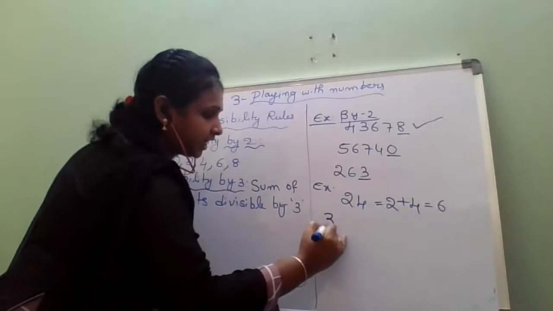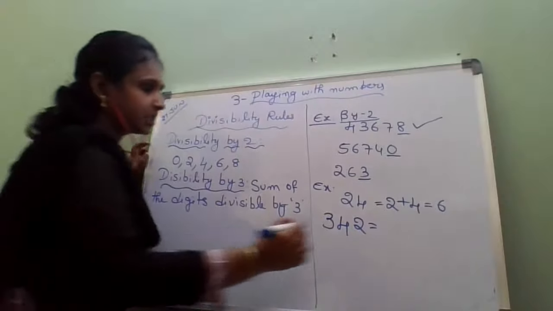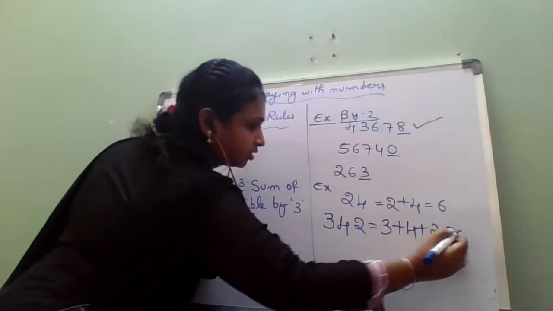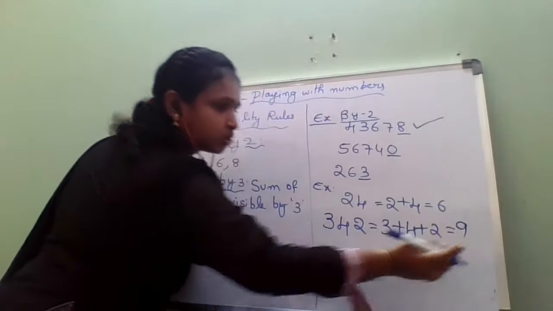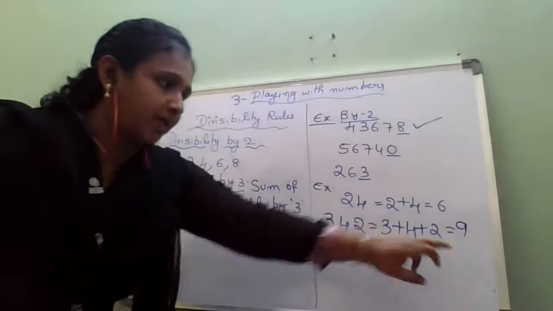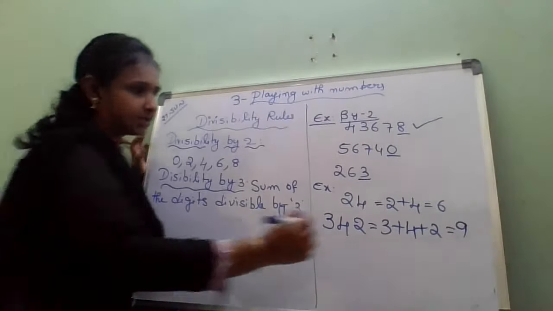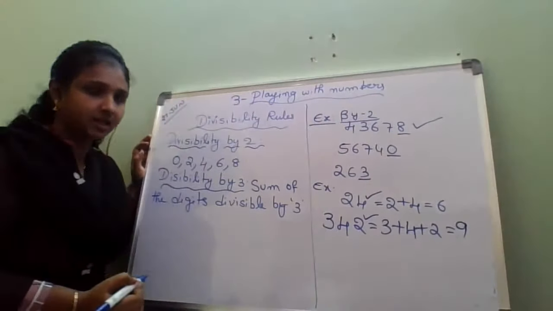Next one, 342. Let's check this one. 3 plus 4 plus 2. 3 plus 4 is 7, 7 plus 2 is 9. So this 9 is divisible by 3. So this is the divisibility property. So this number is divisible by 3. This number is also divisible by 3.